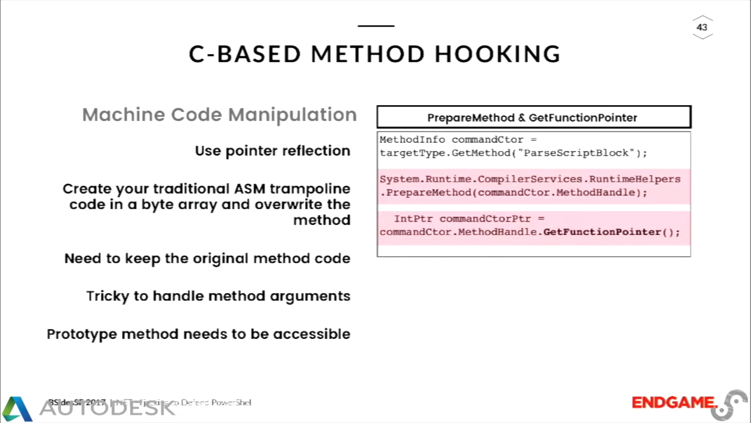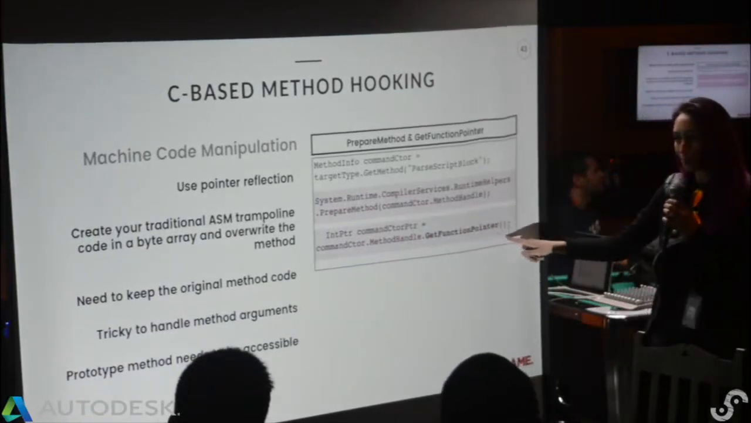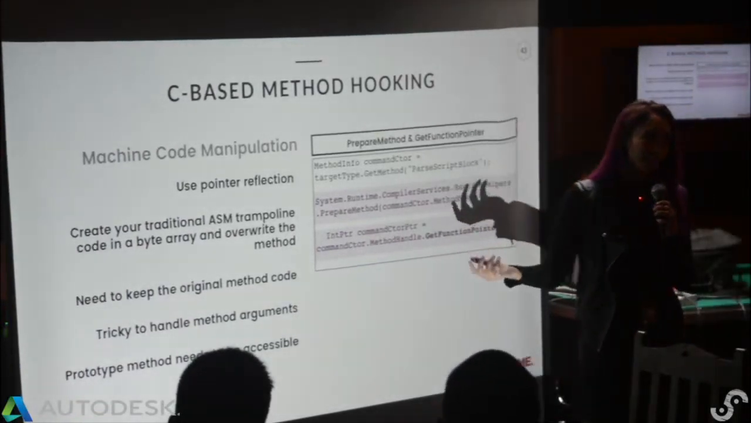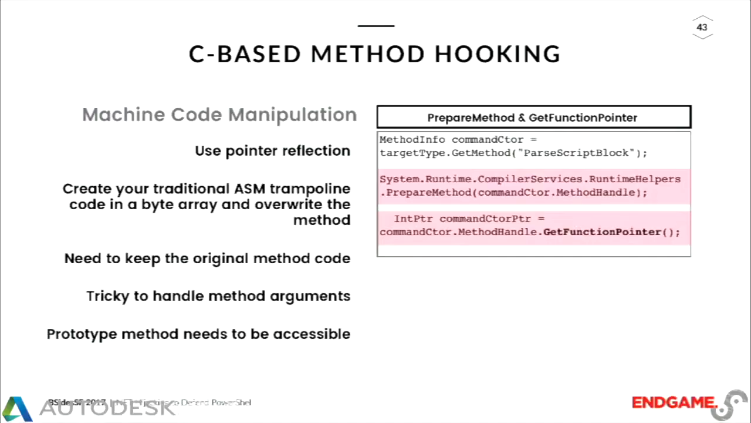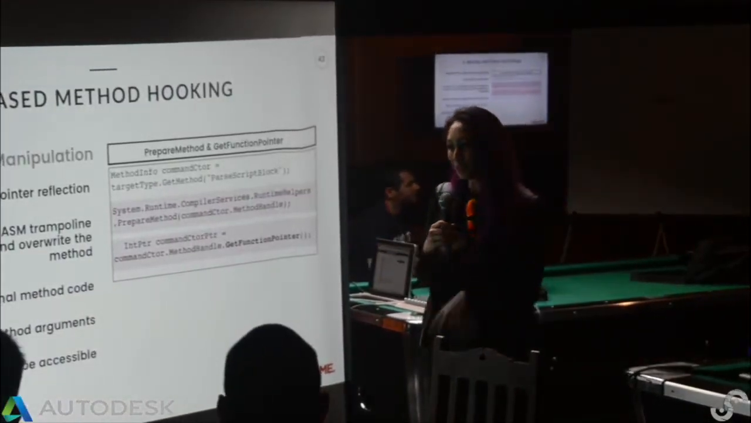So you use the pointer reflection. As I explained before, once you pre-compile the method using the prepare method, you call this function get function pointer, and you can get the actual pointer as it exists in virtual memory. But the problem is, like I explained before, you don't want to crash it. So you need to understand how to convert IL code into assembly code, and then figure out the arguments, and then figure out how to do the prototype. So you have to do multiple layers deep, like .NET Inception, to make sure you get everything correct.